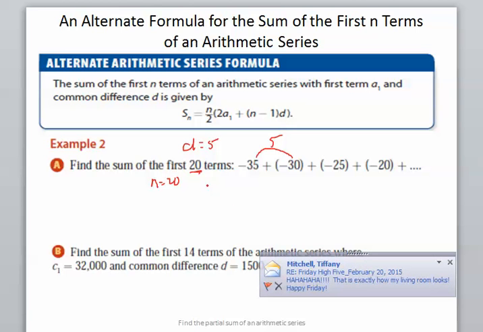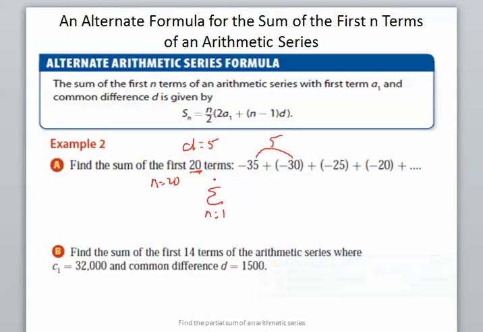So I can find this summation from n equaling 1 to 20 of, let's see here, the difference is 5. So we're going to start at, let's go from 0 to 19. This always seems to work better for me when I do it this way. 0 to 19 of n times 5 minus 35.